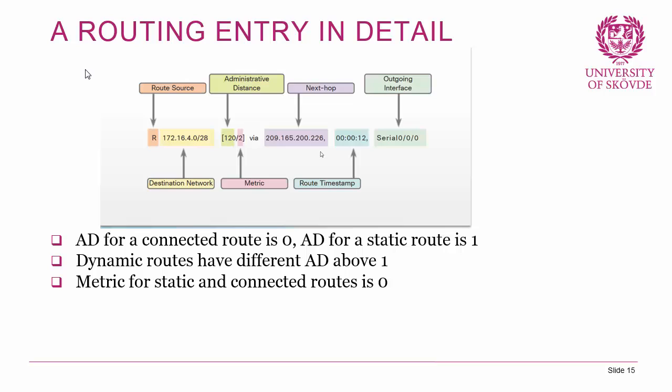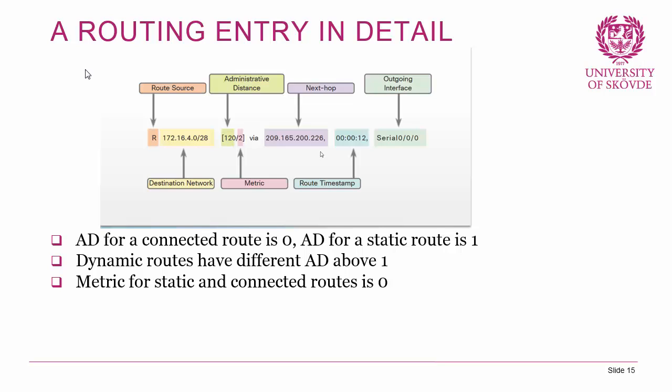After route source, we have the destination network address specified, and that is the network that this routing entry is for. Then follows the administrative distance, and the administrative distance describes the trustworthiness of a route. The lower the AD, the more trustworthy the route. So an AD for a connected route is 0, and an AD for a static route is 1, meaning that connected routes and static routes are very trustworthy. Dynamic routes will have different administrative distances, but always above 1.